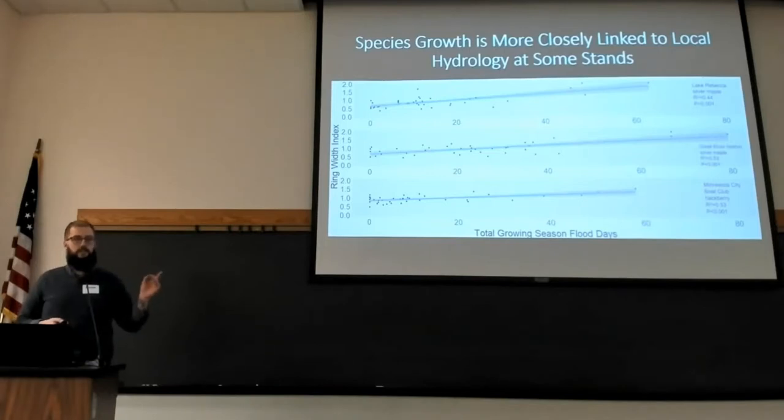In other stands, silver maple showed little to no relationship with total flood days, and in a different stand, hackberry responded more to growing season rainfall than total flood days. I'm really trying to drive home the point that local conditions have a lot more of an impact on composition and growth, which is probably pretty obvious to some people. Where you are is going to dictate how well it grows, but here it's at a much finer scale than we anticipated.